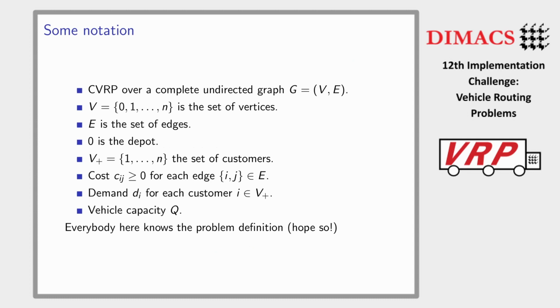So I'll talk about some notation. We will consider CVRP over a complete undirected graph G, where V is the set of vertices, E is the set of edges, 0 is the depot, V plus is the set of customers. We have a cost Cij for each edge ij, and Di is the demand for the customer i, and we have the vehicle capacity Q. The problem definition, I suppose everybody here knows, I hope so.